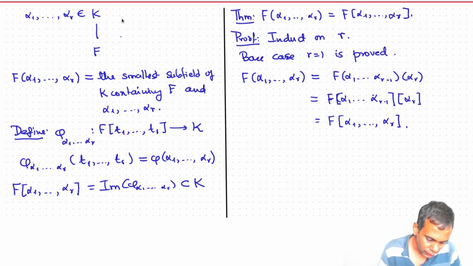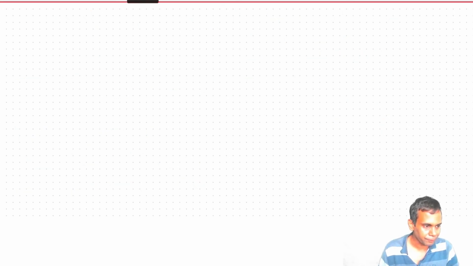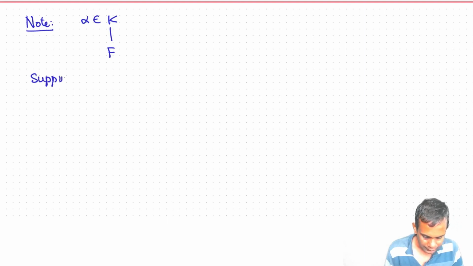Of course, here we need to assume that all these elements are algebraic, otherwise this doesn't work, right? Because at each stage again we're using the fact that alpha is algebraic. What happens when alpha is not algebraic? So let's just look at that case. Suppose we have alpha in K over F, and suppose alpha is transcendental.